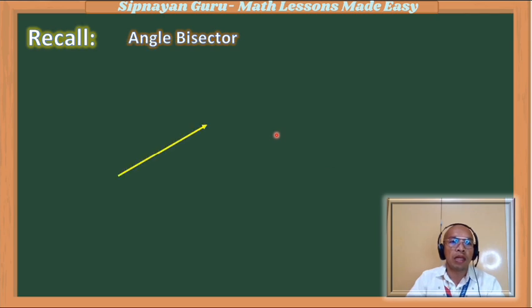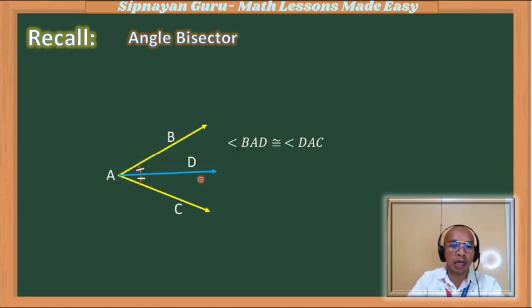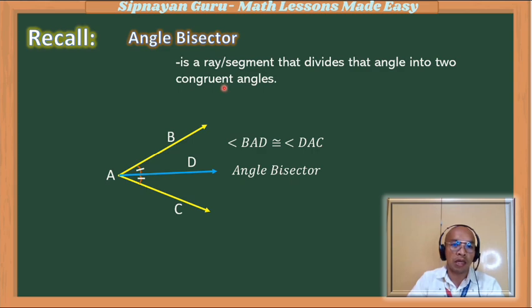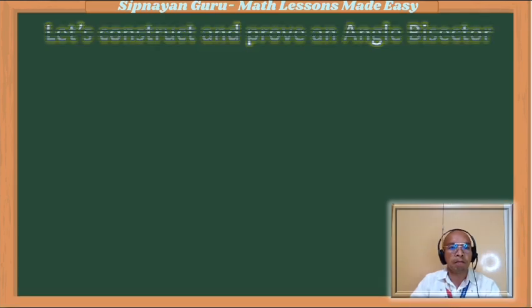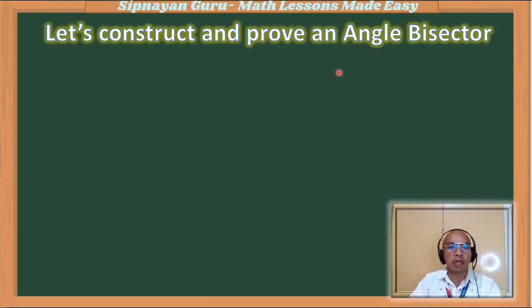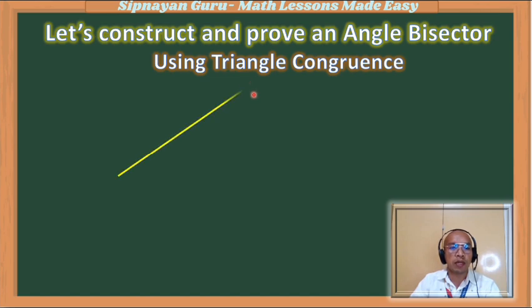Let's also recall an angle bisector. So angle BED is congruent to angle DEC. So therefore, this ray AD is called the angle bisector. Angle bisector, again, is a ray or a segment that divides the angle into two congruent angles. Now, let's construct and prove an angle bisector using triangle congruence.